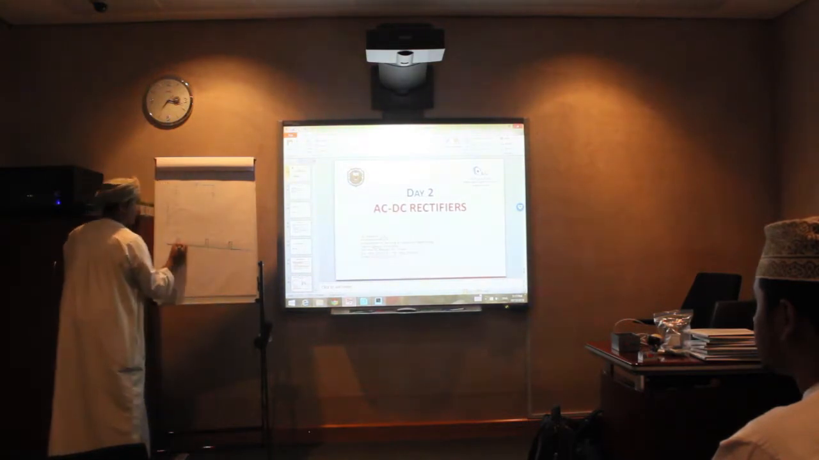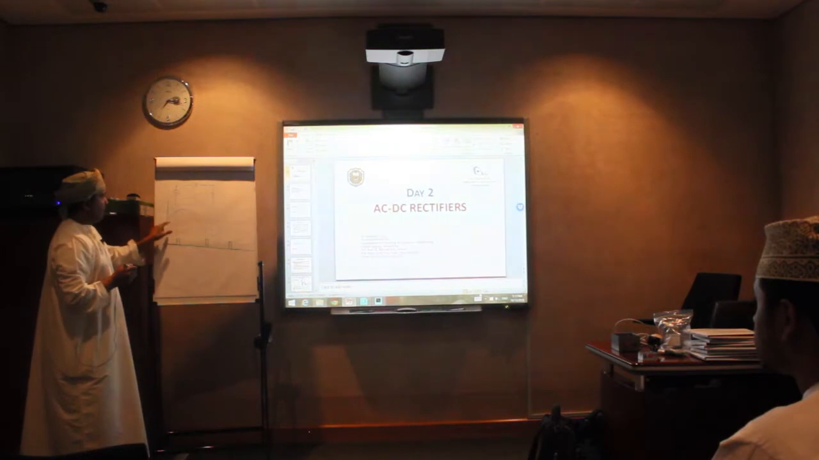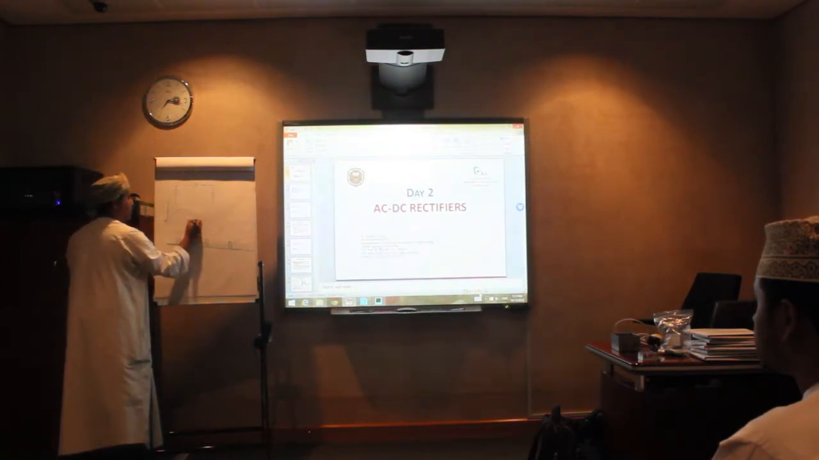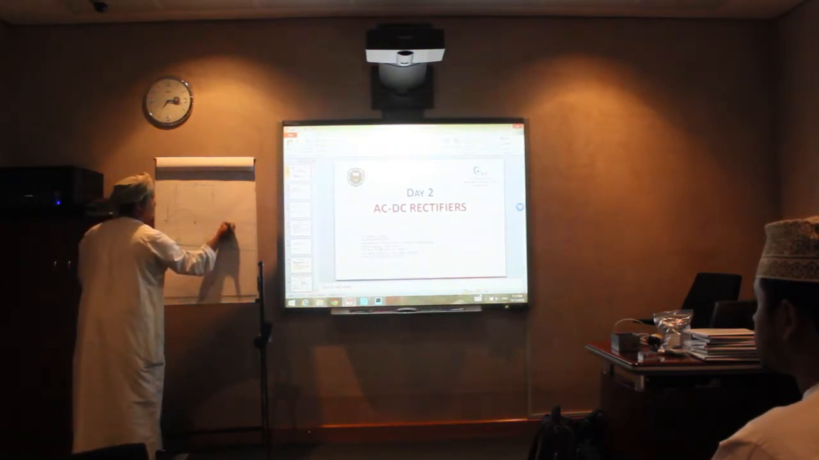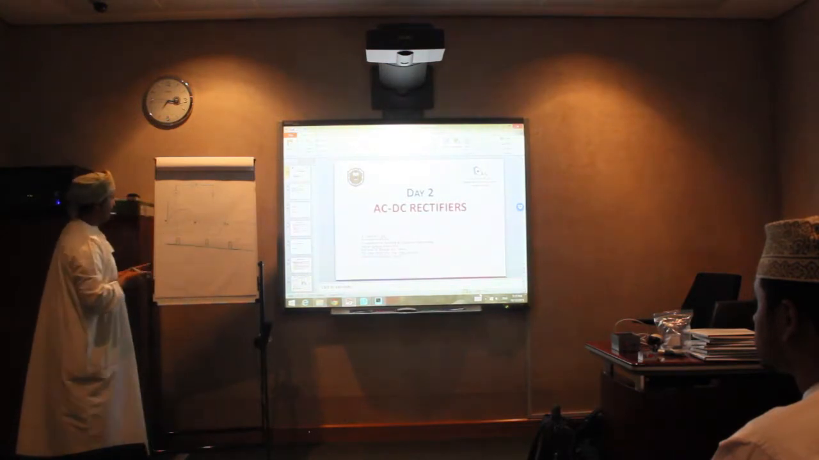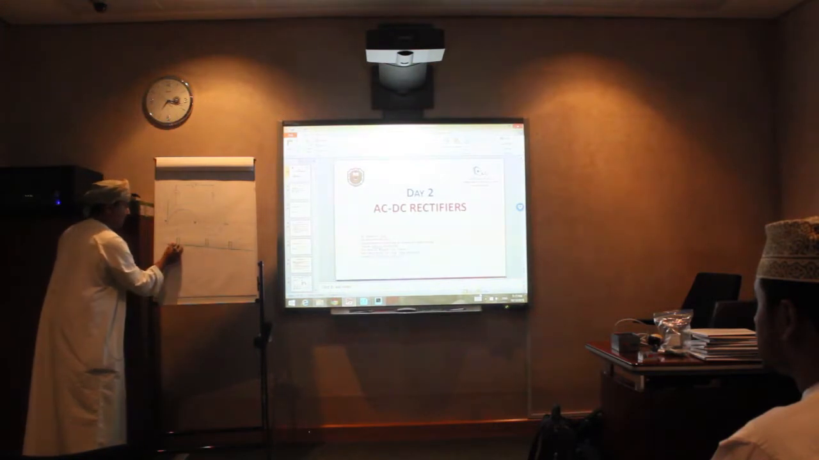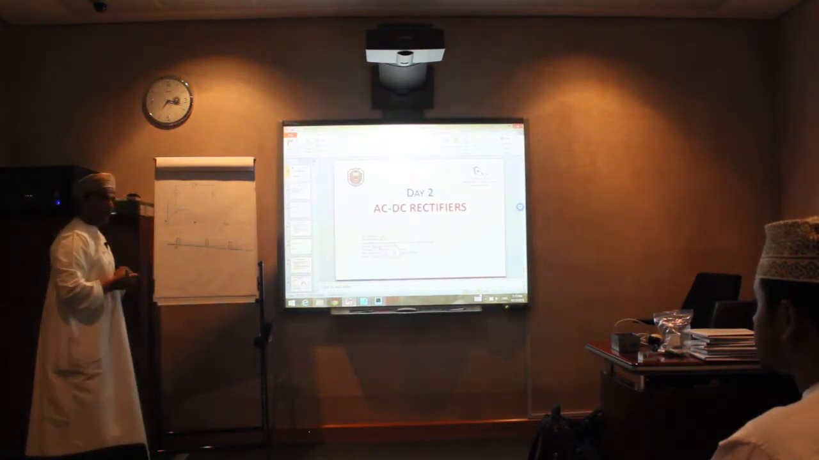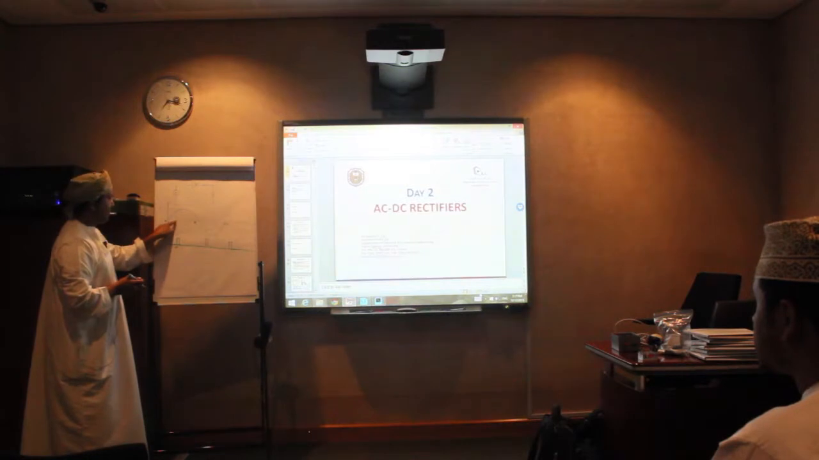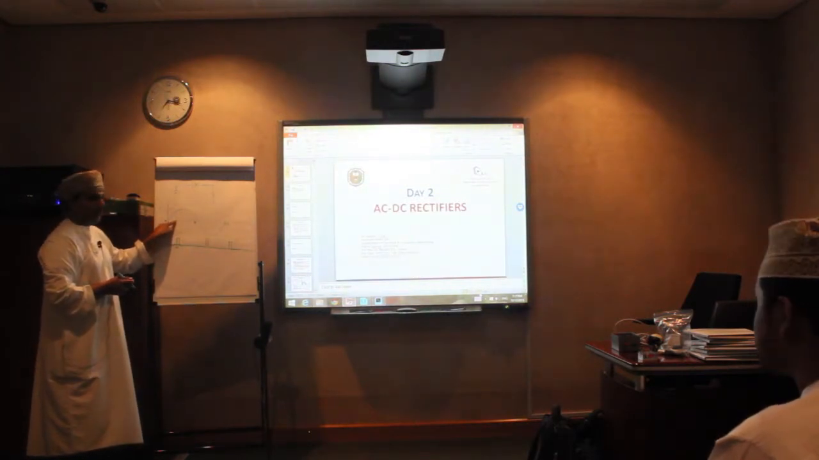Let's assume this is 0, this is pi, and this is 2 pi, and so on. If I'm looking between 0 and this point, which is known as the firing angle, you can call it alpha, between 0 and alpha. Okay?